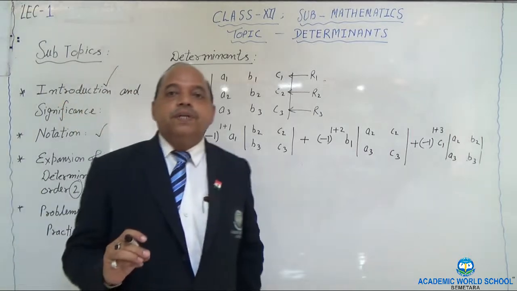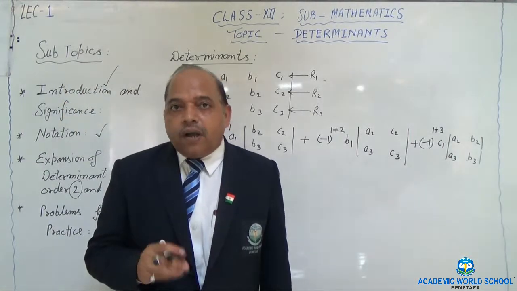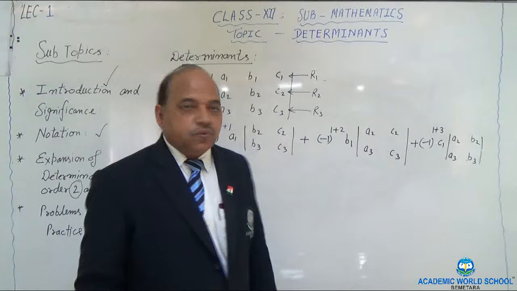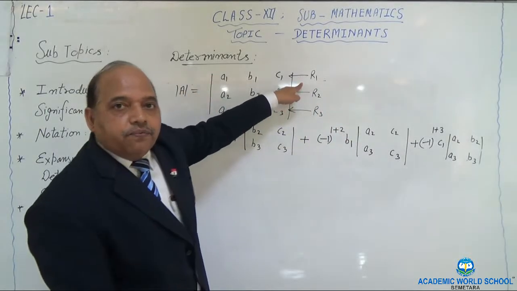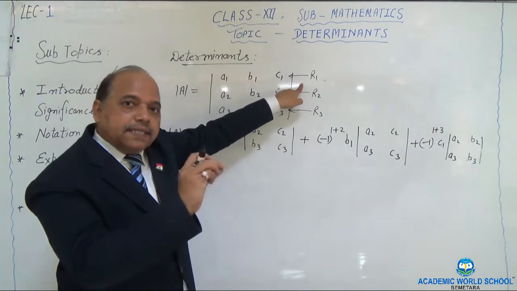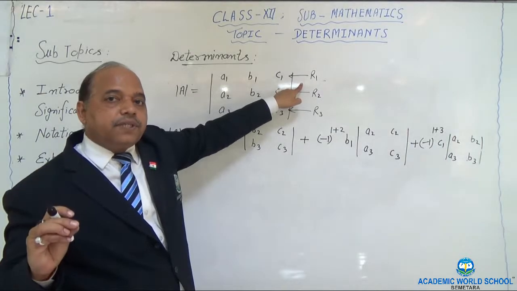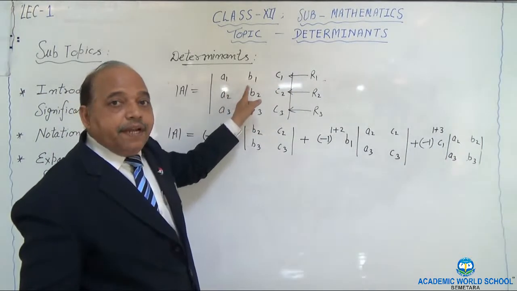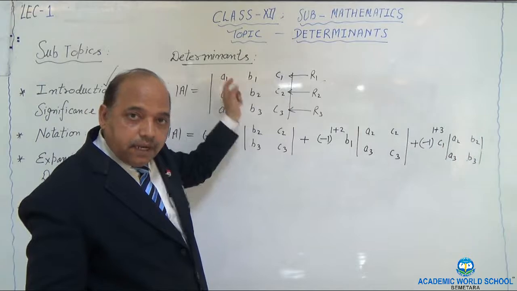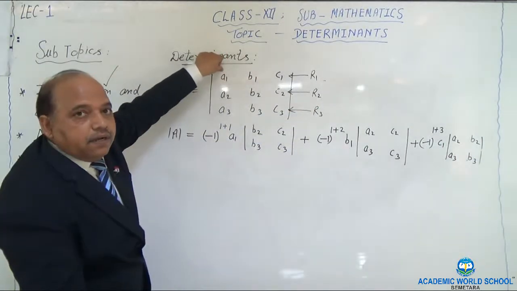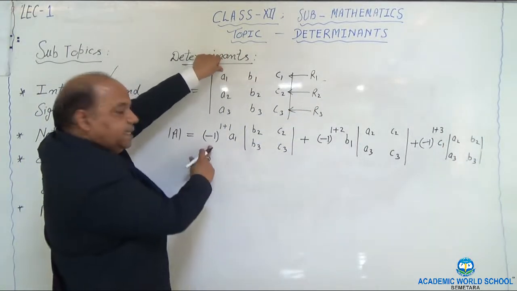So first you have to decide which row or which column you have to take. In this case we have considered the first row. After deciding the row, you have to go element wise, number wise. So first we took A1. How to write? This is fixed.